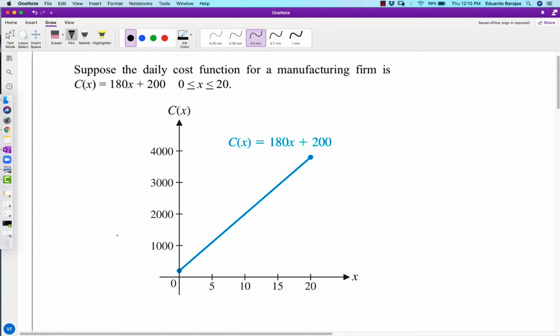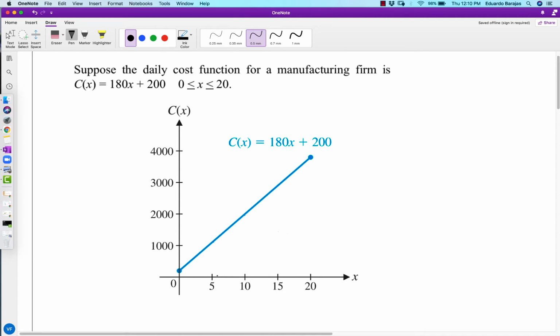So a graph of that equation would look like this, where it's a straight line with a slope of 180, and it crosses the vertical axis at (0, 200), right? At 0 units, there's still a cost of 200. 1 unit will cost you 380. 2 units will cost you twice 180, which is 360, plus 200 gets you to 560, and so on and so forth. So here is that line right there.